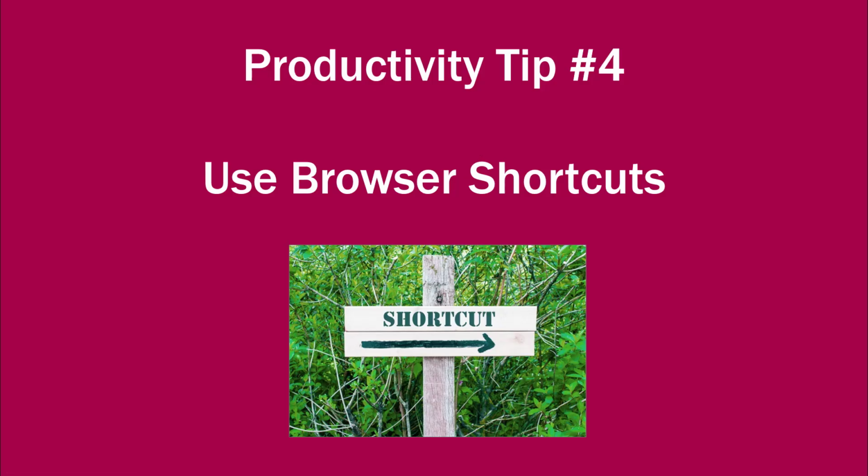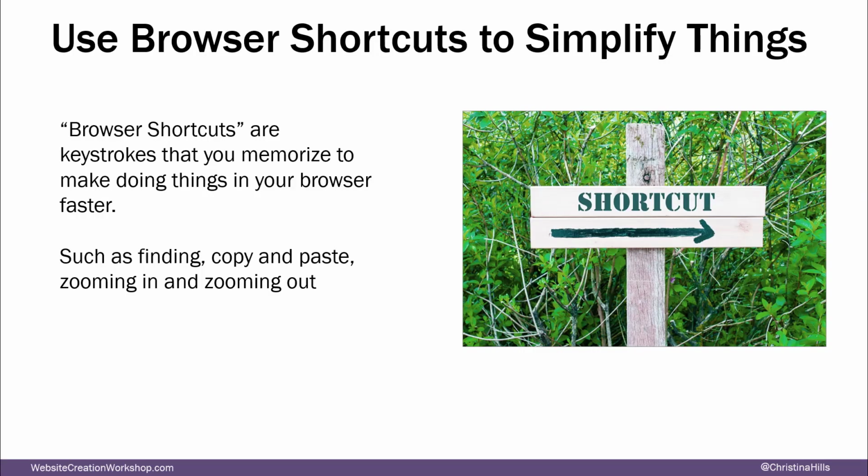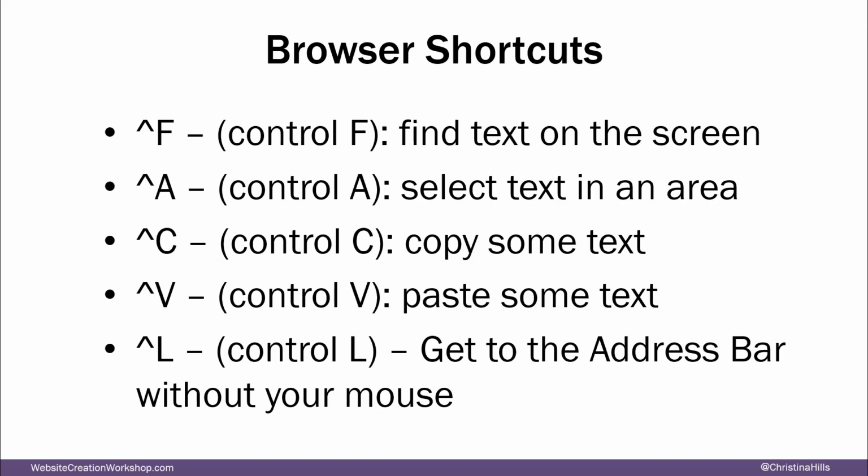Now I want to show you productivity tip number 4, which is browser shortcuts. Browser shortcuts are keystrokes that you do to make things faster, such as finding, copying and pasting, zooming in and out. Most people already know copy and paste. Not everybody knows zooming. So Control F, I use this all the time, is if you want to find text on the screen. So maybe you're on a website and you're searching for something on that page.